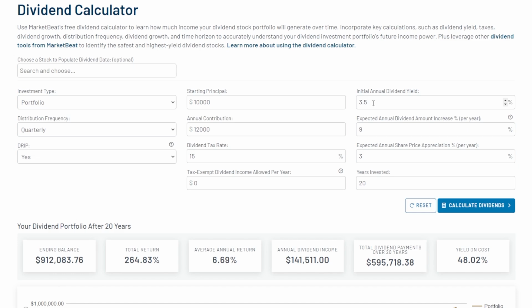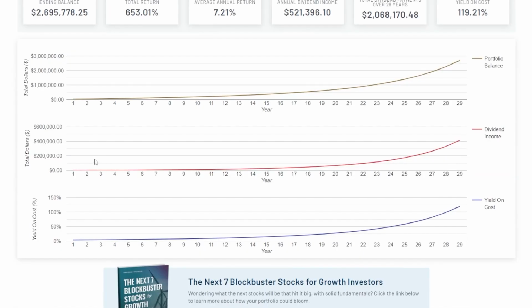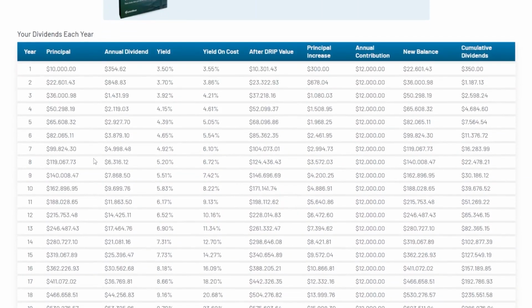Because we're talking about SCHD for this video's example, just as a real quick example, 3.5% initial annual dividend yield, 9% annual dividend amount increase, which again could go up or down. The expected annual share price appreciation, let's go with 3%. In years invested, you could of course change this to 10 years, to 20 years, to 30 years. Because I'm currently 31 years old, let's do 29 years to see what I would have by the time I'm 60. So what's pretty cool then is you can go through and see every single year based off of the numbers that you inputted.